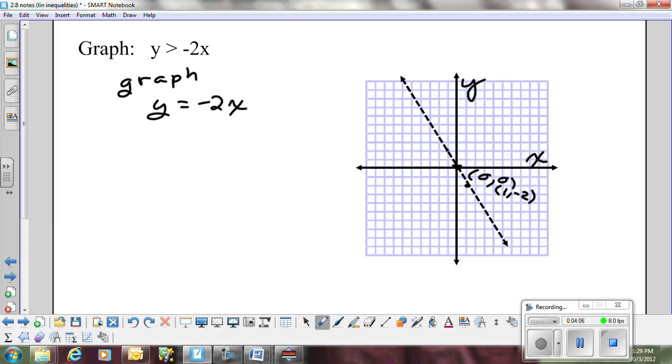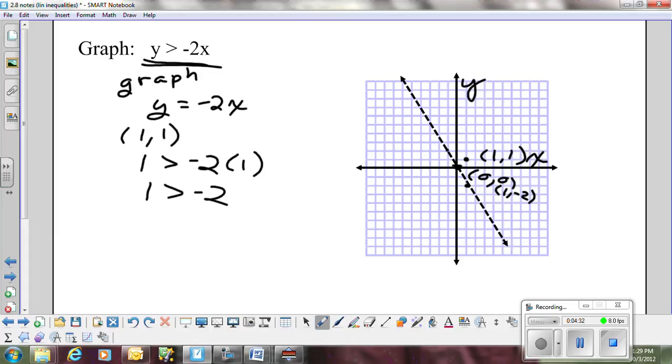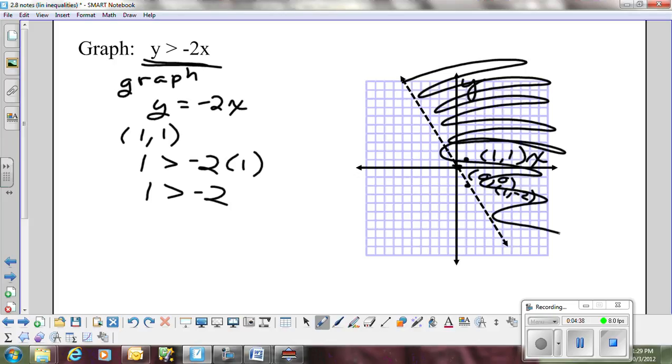Here's what you do to determine which way to go. Choose a point in the area you think it is. So let's pick the point 1, 1. Substitute it into your inequality. So I've got 1 is greater than, because we have to go back up here to the inequality, -2 times 1. Is that true? Yes. So the area I need to shade is everything to the right-hand side. Now, adjust your shading so that you can see your points if you label them.